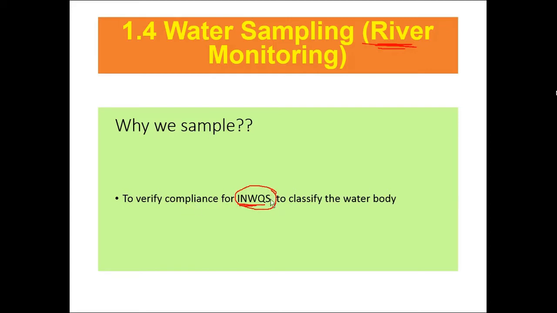The National Water Quality Standard already mentions the parameters that you need to measure. The previous day we just discussed that. The parameters that you need are pH, DO, ammonia, COD, BOD, suspended solid. These are the parameters that you need to measure if your water sampling is the river.